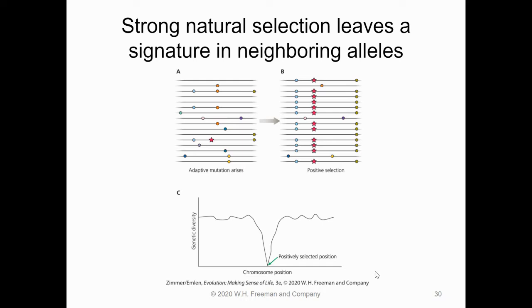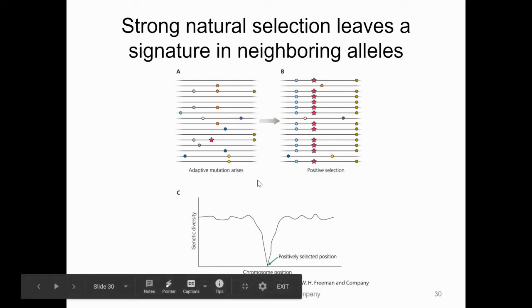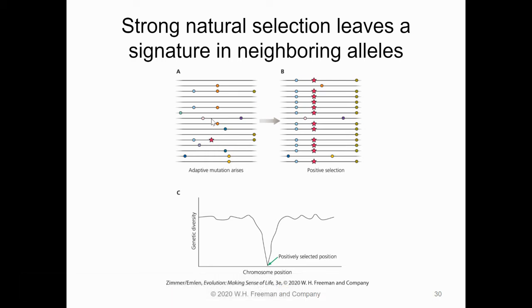One way to detect whether natural selection occurs is by looking at the regions around an allele that you believe to be selected for. In this example, we have a star, and that star is just one of many alleles out of many individuals in the population where this mutation occurs. It has some adaptive value. It allows people to have more offspring than those that don't have this mutation.